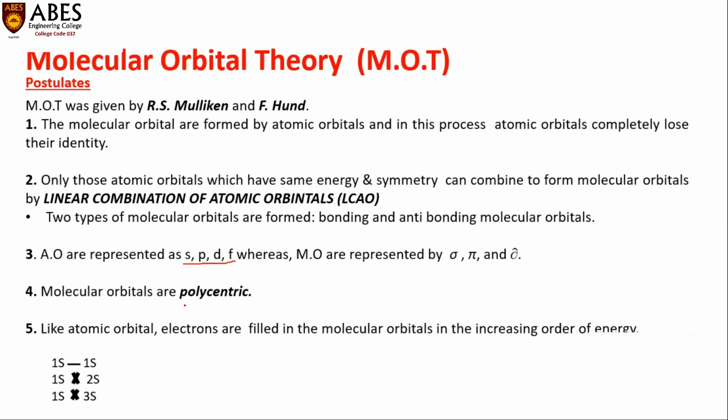Next point, like atomic orbitals, electrons are filled in the molecular orbitals in increasing order of energy. Increasing order of energy means first the lower energy orbital will fill, then the higher. First the 1s orbital will fill, after this the 2s orbital will fill, then the 2p orbital will fill, and so on.